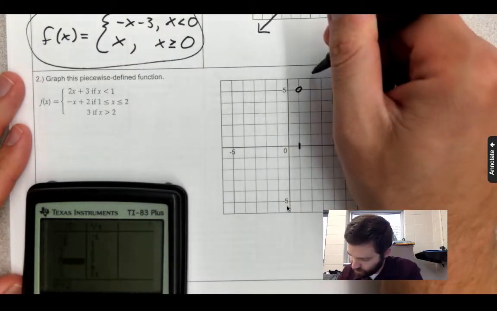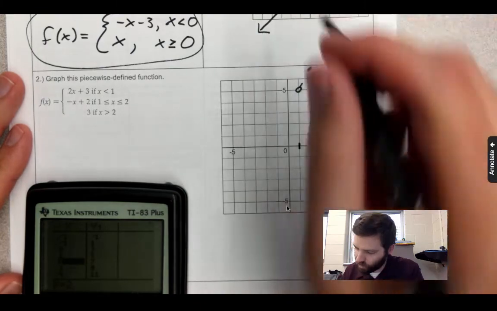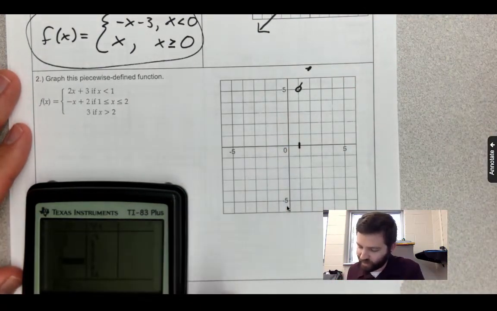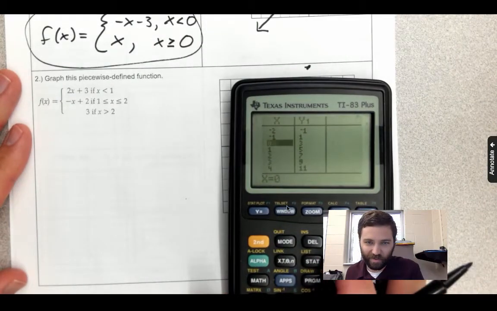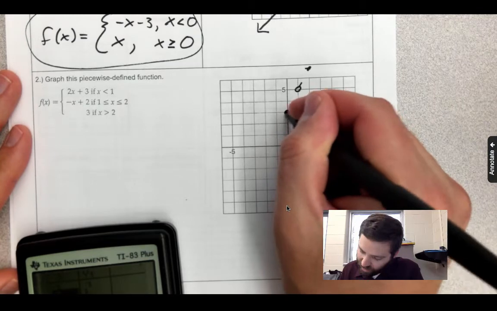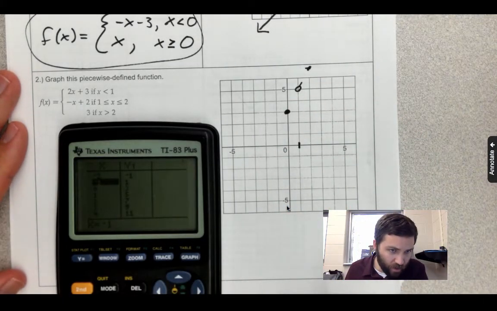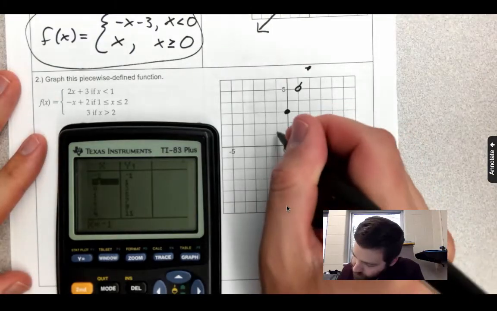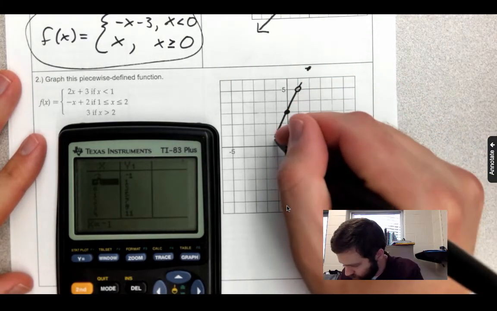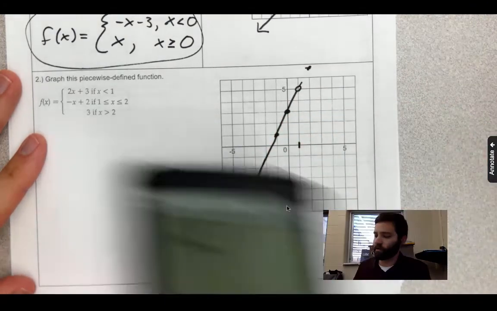Whoops. Sorry, it's up here actually. Whoops. Oh, no. I'm sorry, we want less than 1. So we're going to go back the other way. Okay, so 1, then 0, 3. And then it looks like I've got, let's see, negative 1, comma 1. Okay, so here's part of the line. Part of the graph, I should say.